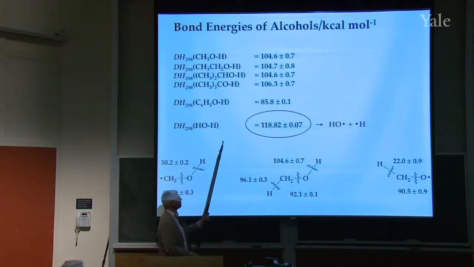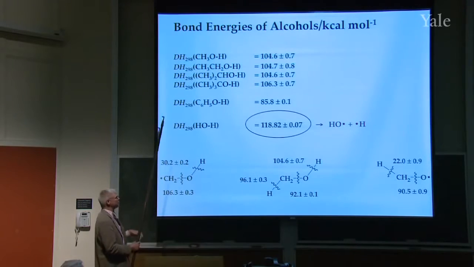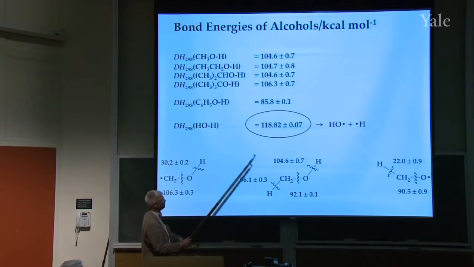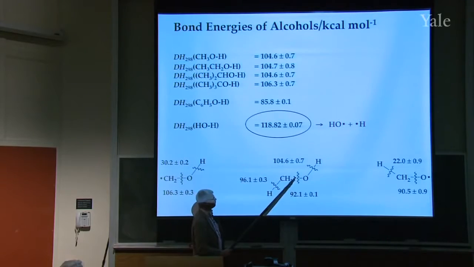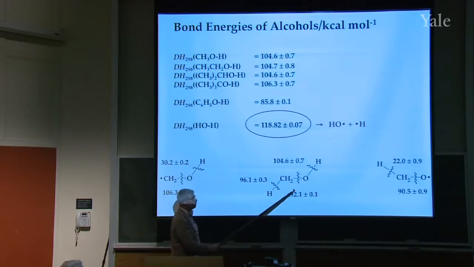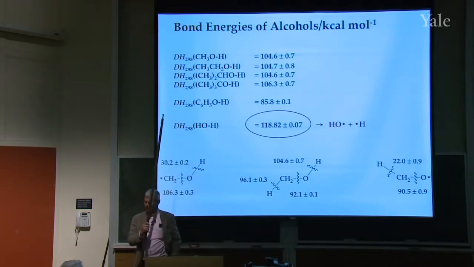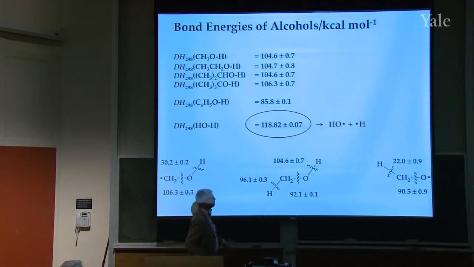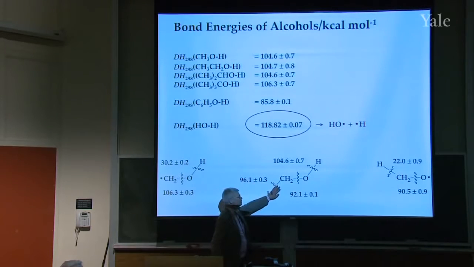This has consequences. The last thing I'll tell you is the bond energies I just told you for methanol. This is the OH bond. This is the CH bond. The weakest bond is the CO bond. These are the numbers in kcal per mole. It's always interesting to know what these bond energies are. What are the bond energies for the radicals?